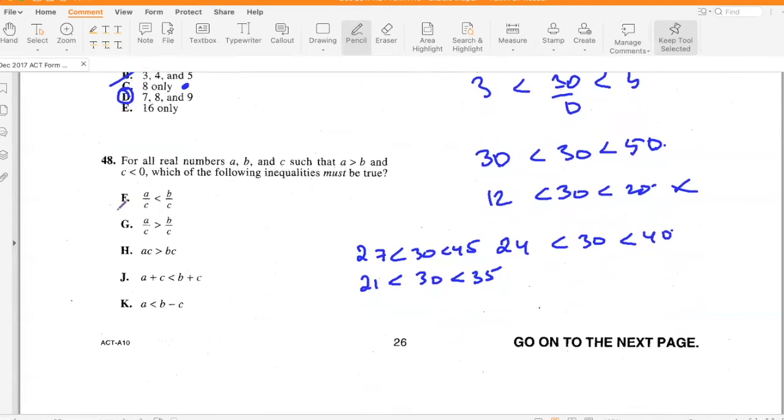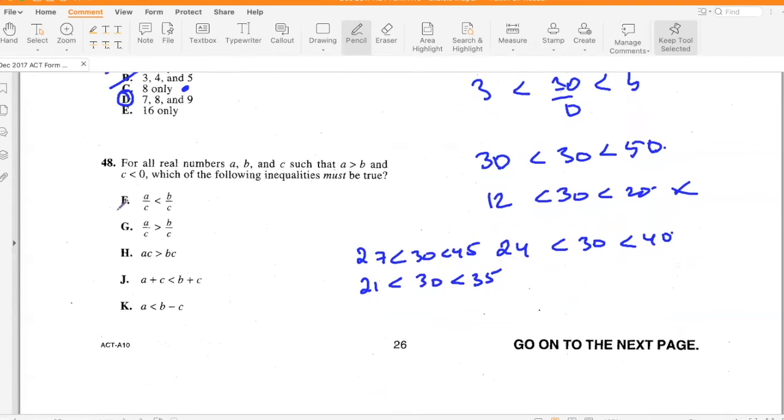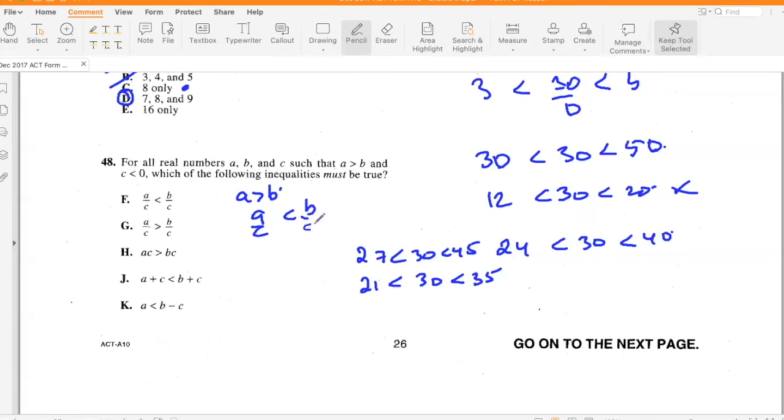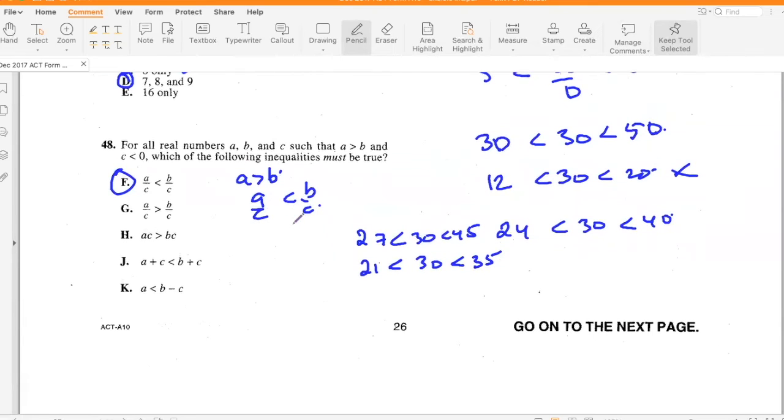For all real numbers A, B, and C such that A is greater than B and C is negative, which of the following inequalities must be true? Okay, A is greater than B and C is negative. So if A is greater than B, then A by C has to be less than B by C. Yeah, this is true, right? Because if C is negative, then if I'm dividing this by C, the inequality will flip. So F.